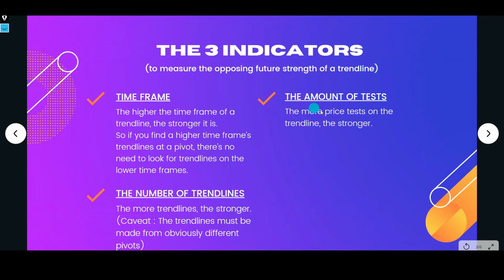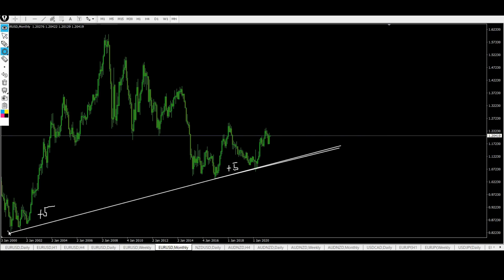Number 3, the amount of tests. The more price tests on the trend line, the stronger. So let's go ahead and count how many tests there are on those trend lines. This trend line right here has 1, 2, 3, 4, 5, 6, 7 tests. Since there's 7 tests on this trend line, let's upgrade this score by, say, +3. Now let's count the tests on the other trend line. There's 1, 2, 3, 4, 5. That's less than 7, but it still does add a little bit of strength. So let's give that, say, a +1.